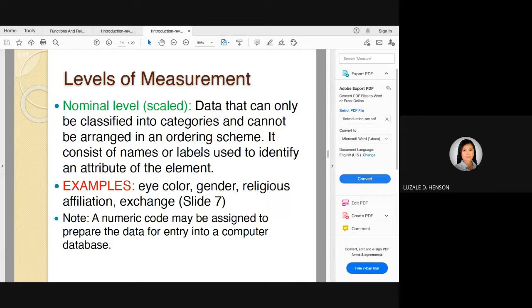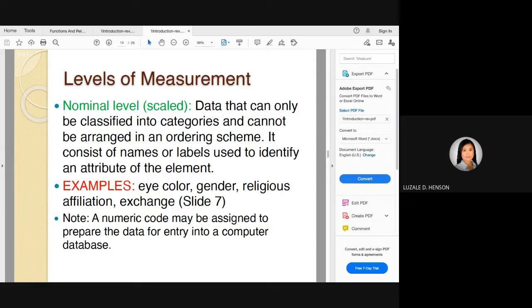Nilalagyan lang siya ng numeric code for the purpose of encoding para mas mapabilis. Let's say, for example, gender. Lalagyan ko ng female na 1 at ang male ay 2. Para pag nang-i-encode ako sa Excel or sa SPSS, 1, 2, 1, 2, 1, 2 na lang. Hindi na ako magta-type ng male, female, right? So, meaning to say, kung may makita man kayong mga numbers dyan, you cannot perform arithmetic on those numbers. You cannot get the average on those numbers because those numbers are merely assigned as a code for nominal level data, right?